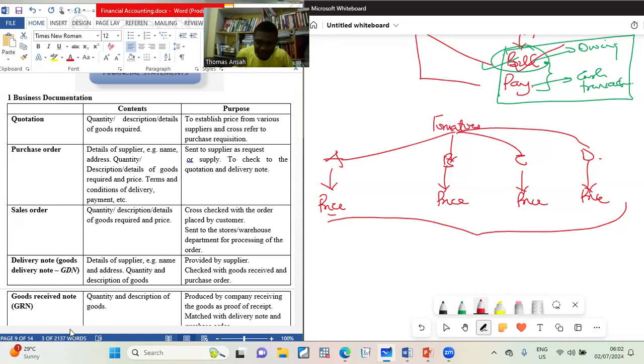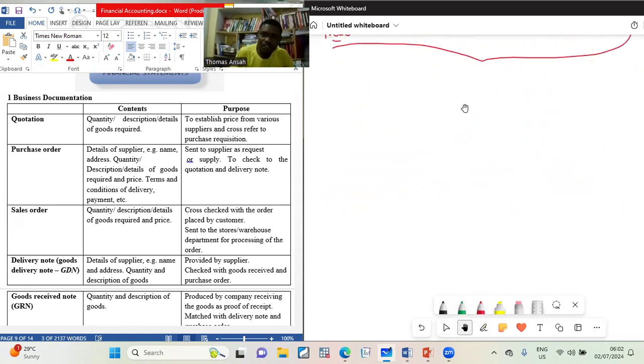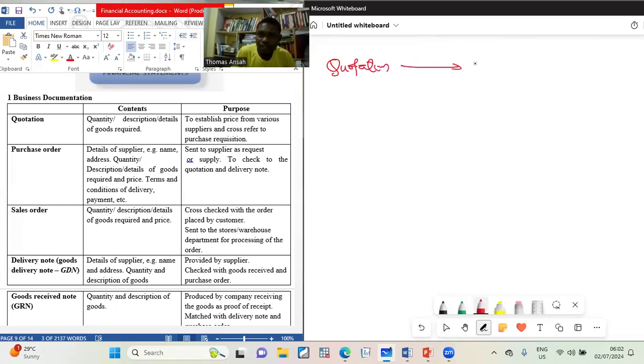Now, once you get the quotation, the quotation can be compared to the menu at the restaurant. Once you get the quotation, you know the things that you want and you know who can give you the correct price. Then you place your order. So, the purchase order.